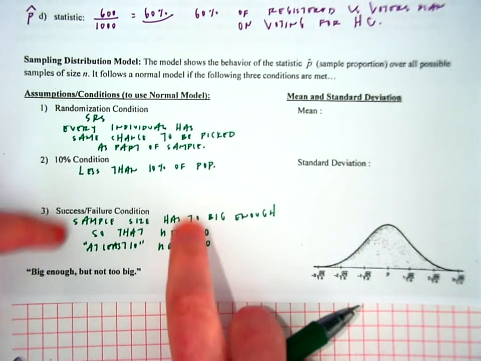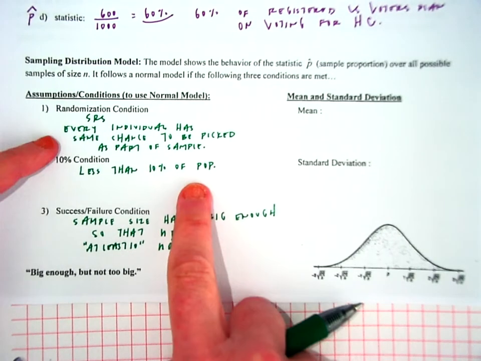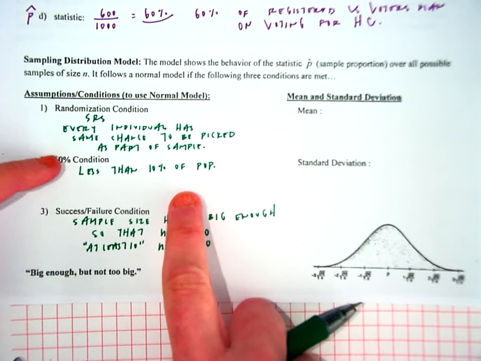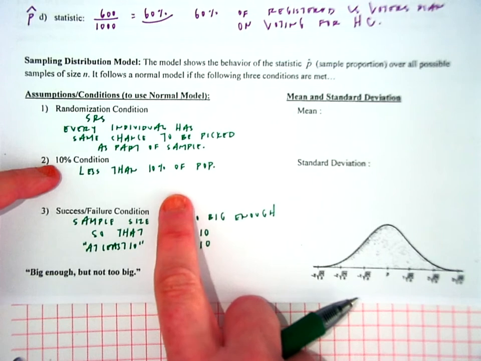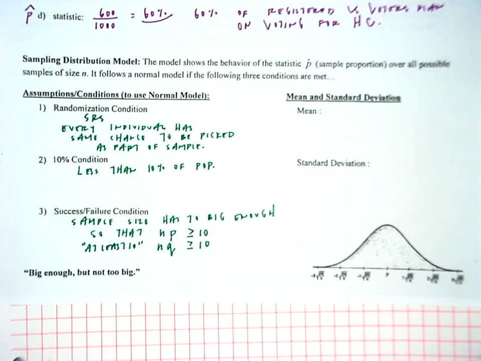So our assumptions, our conditions to be able to use the normal model, are: it has to be random. We have to have less than 10% of our population, and our sample size has to be big enough so that the count of successes, np, and the count of failures, nq, are at least 10.